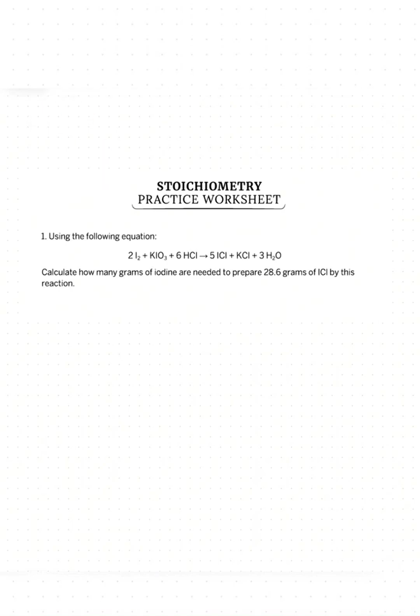First step is to read the problem. It says, use the following equation. So that means that I'm going to be looking at specifically this reaction right here. Calculate how many grams of iodine are needed to prepare 28.6 grams of ICl by this reaction. So right off the bat, it's telling us what they want. They want how many grams of iodine.